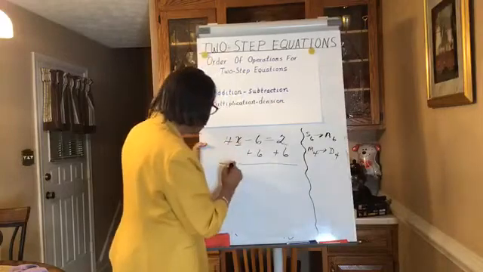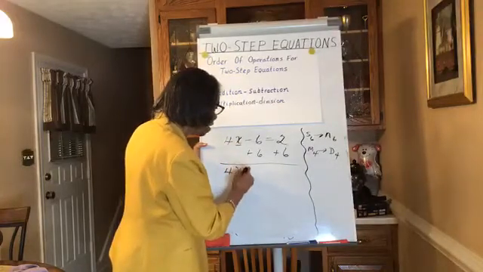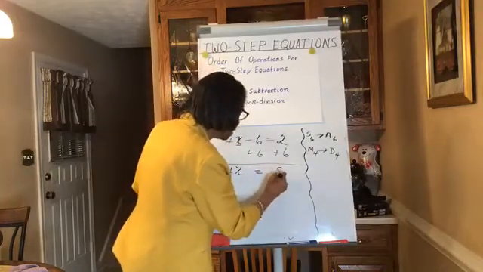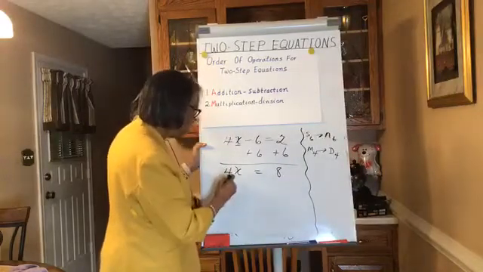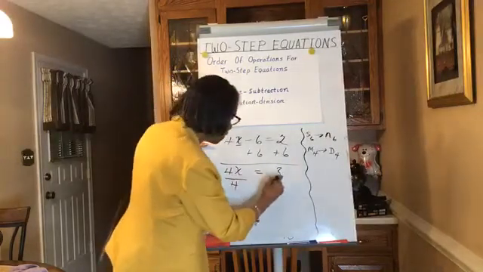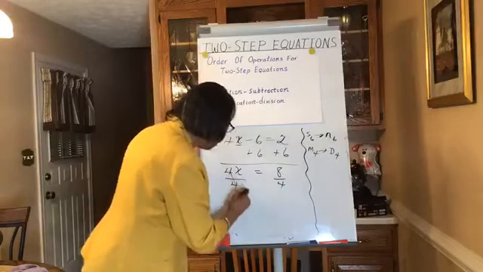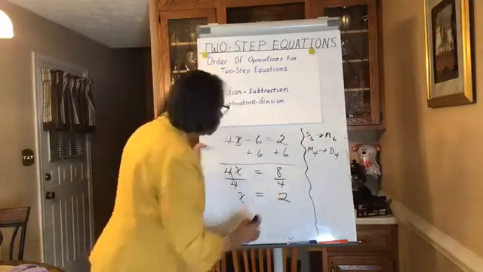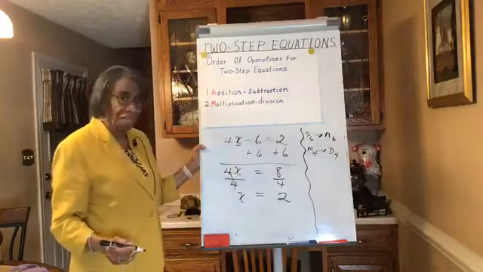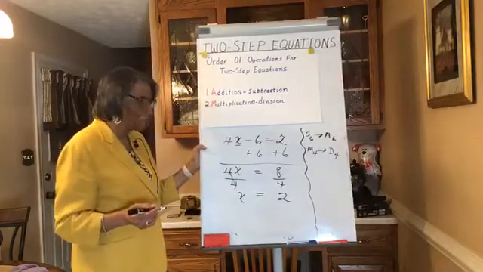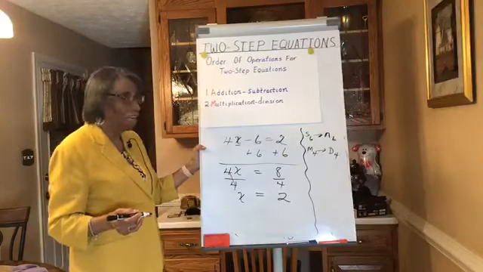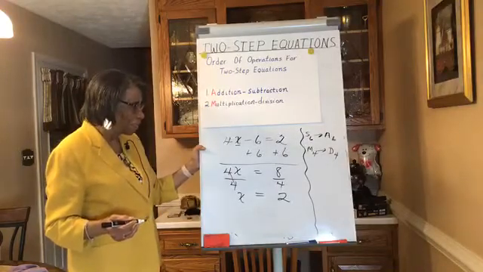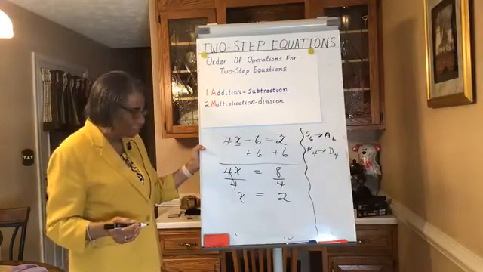And you should have gotten 4 times x equals 8. And you divide by 4. And you should have gotten x equals 2. If you did, tell me I got it so that I can see if you understand how this is done. And check it. Check it to see.